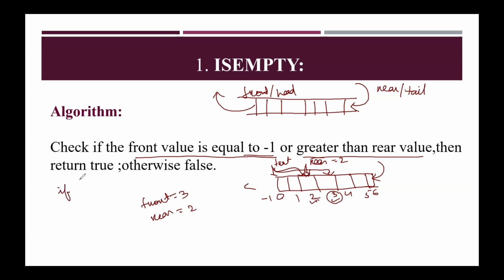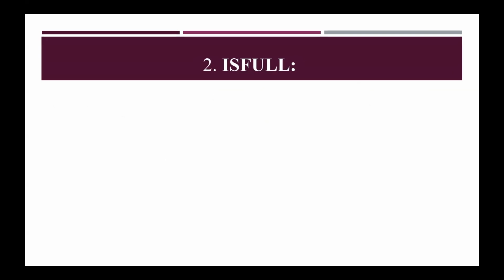So what condition do you have to write down? If front is equal to -1 or front is greater than rear, in this case we have to return 1. 1 means true. Else we have to return 0. So if front equals -1 or front is greater than the rear value, then only our queue is empty. Otherwise, it has some value.